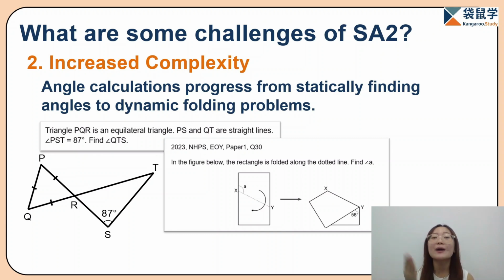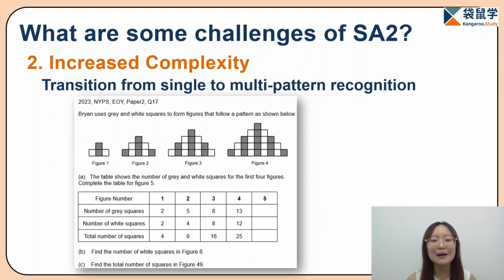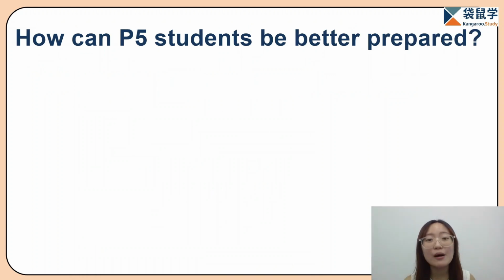In another topic of patterns, we also transition from single to multi-pattern recognition. For example, over here, students not only have to find the pattern of gray squares, but also white squares and the total number of squares. So we can see that it is getting increasingly difficult for our P5 students. So how can they be better prepared? We have come up with 4 tips for P5 students.